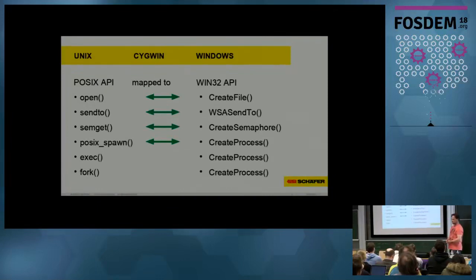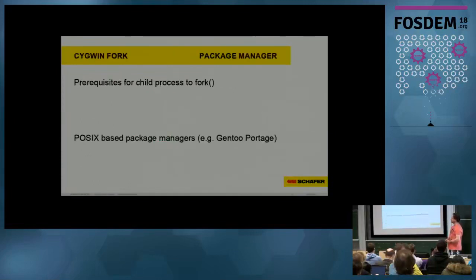But exec and fork, known from the POSIX API, have no direct counterpart in the Win32 API. So Cygwin does introduce a Cygwin process ID and needs to work around missing functionality in Windows, but it still is able to provide a working fork so far.